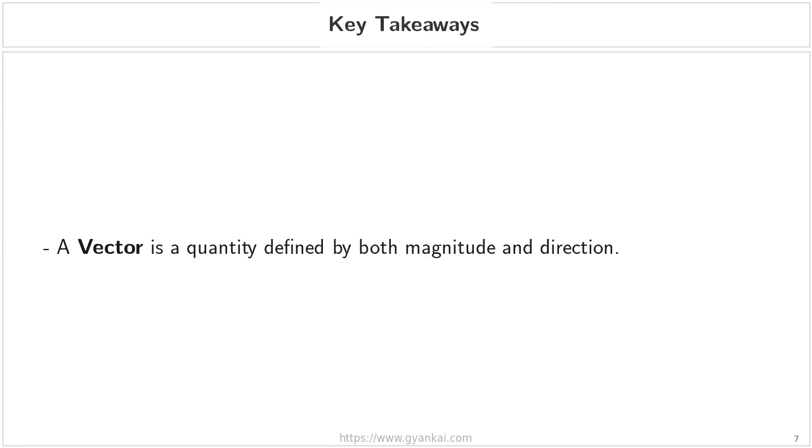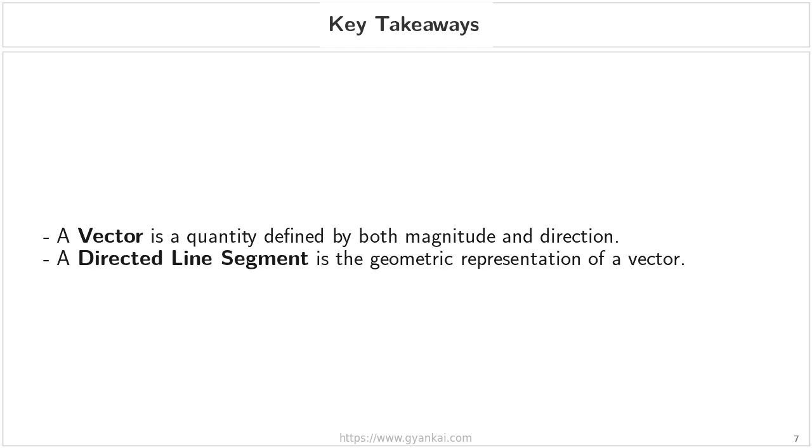Key takeaways. First and foremost, remember that a vector is not just a number. Unlike the scalars we discussed earlier, a vector is a quantity that must be defined by both its magnitude, which is its size, and its direction. When we visualize this geometrically, we represent a vector as a directed line segment. As we saw in our earlier slides, this isn't just a simple line. It is a segment that possesses a specific orientation, indicated by an arrowhead.